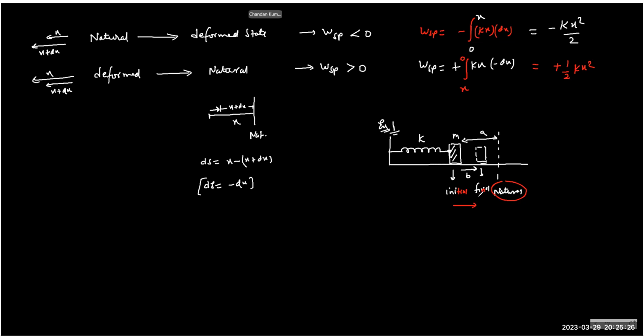Now the formula is natural to deform or deform to natural, but there is no formula called deform to deform. Of course, this is meaningless. There's no formula for deform to deform because we haven't reached the natural exactly. We are in the process. So in such a situation, you may get confused.